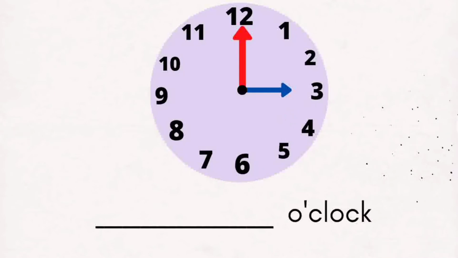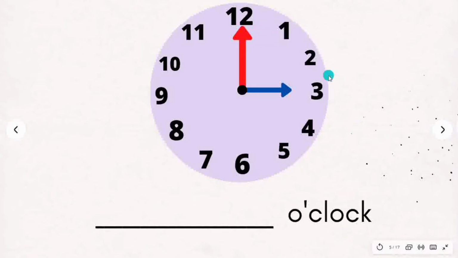First is o'clock. What is o'clock? What I said just now, this is the long hand. Okay, remember this is the long hand. When the long hand is showing number 12, it will become o'clock. Alright? When the long hand is showing number 12, it will become o'clock.